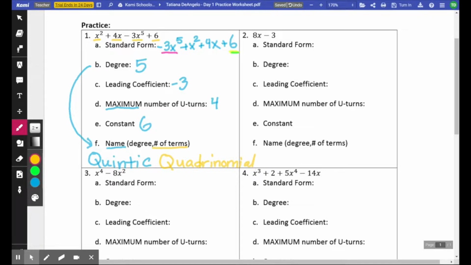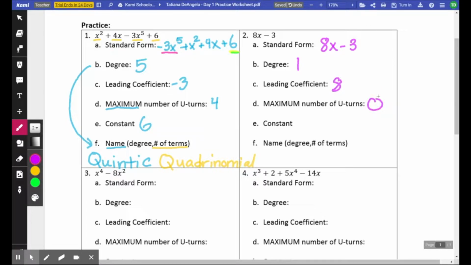So now I'm going to go to the next one. I have 8x minus 3. It's already in standard form. The constant has a smaller degree than x to the first power does. And since there's no number here on the x, again, I know it has to be to the first power. Everything has a power of 1 if it doesn't already have a number written there. So again, my leading coefficient is going to be the number in front of my variable. So it's 8 here. The maximum number of u-turns, I'm going to have 0 u-turns, which think about it.